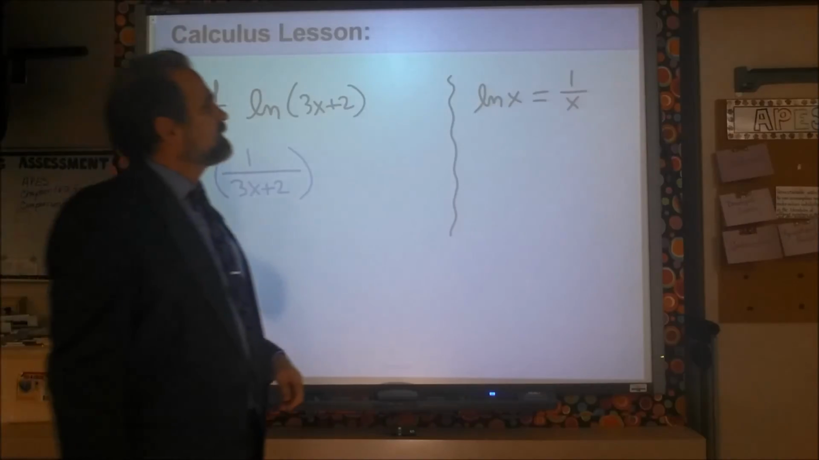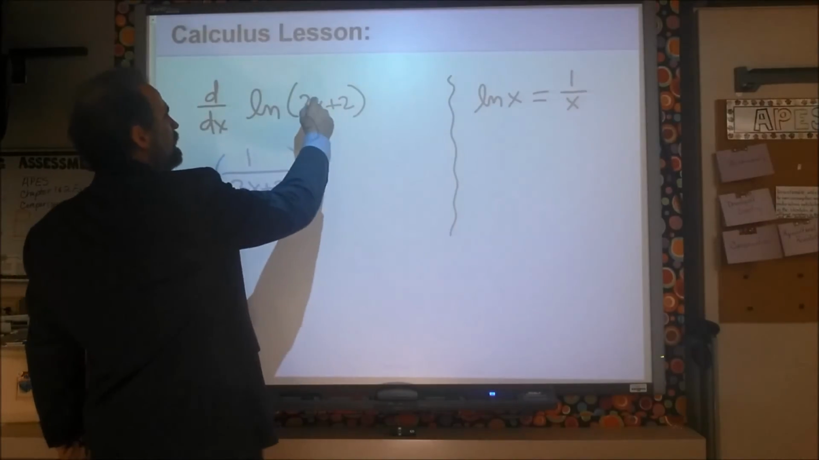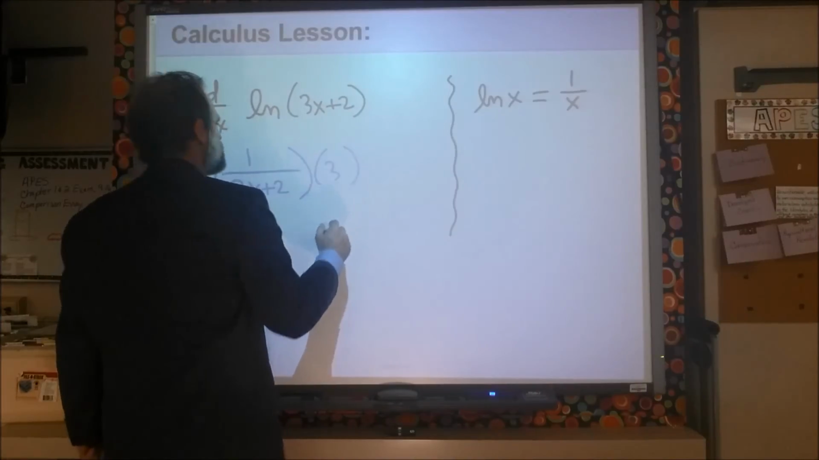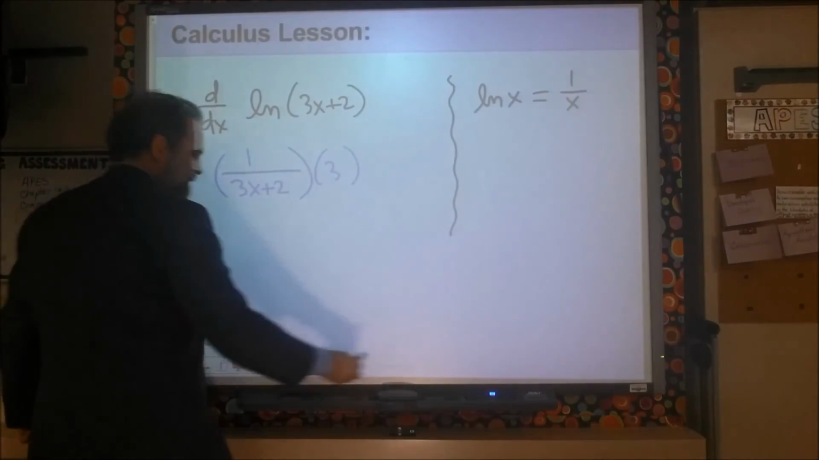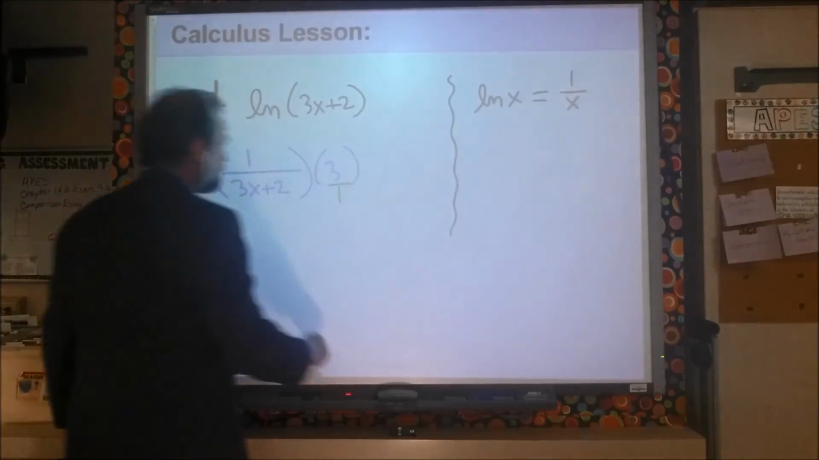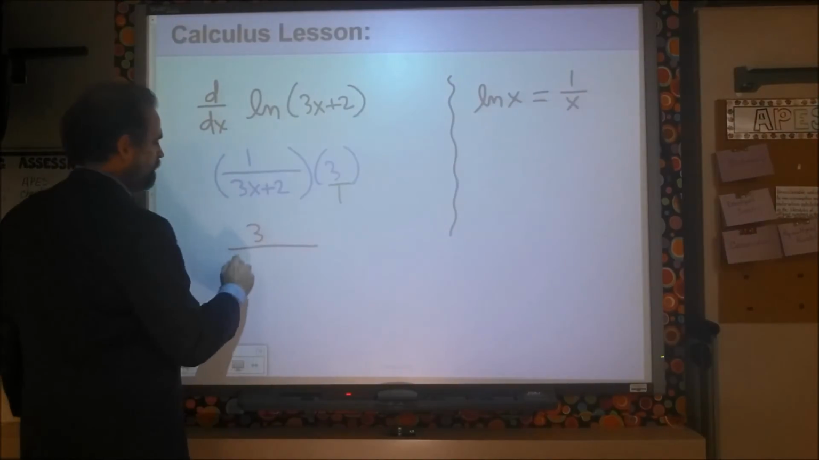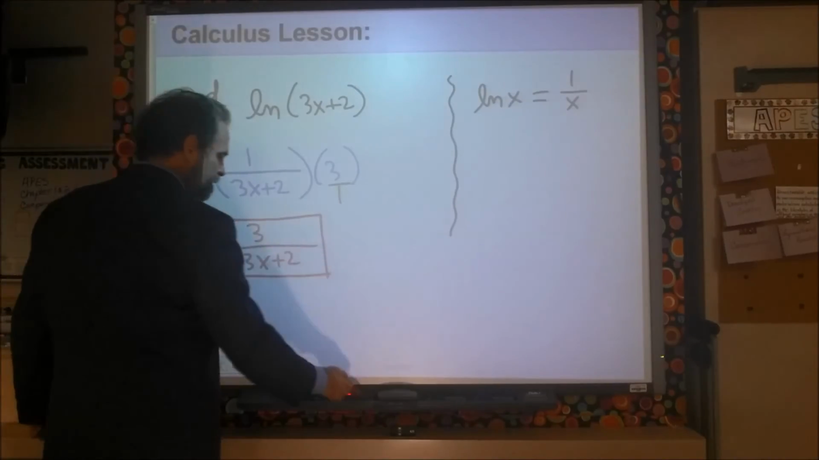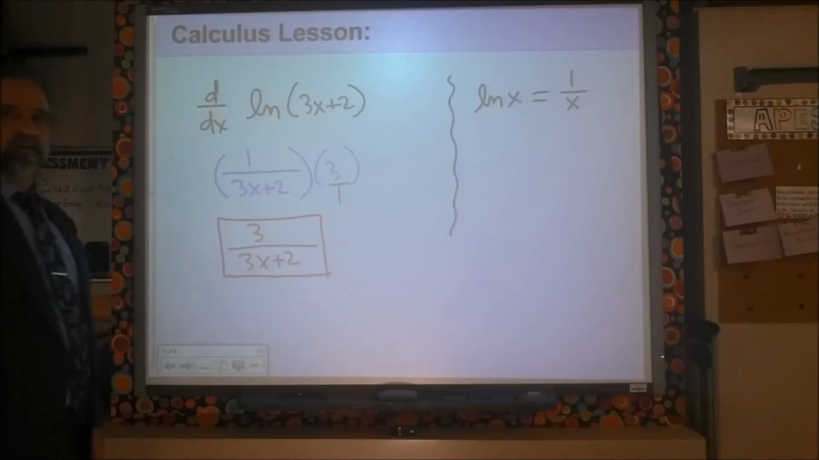Okay? And when you see this, right, 3x becomes 3 plus 0, right? So what does this become? 3. I can imagine that 3 as a whole number, as a fraction over 1. So this becomes 3 over 3x plus 2. All right? Bing, bang, boom.